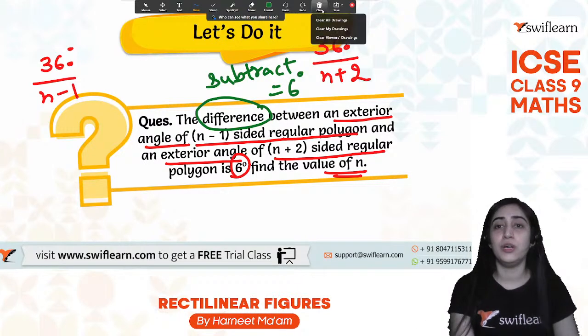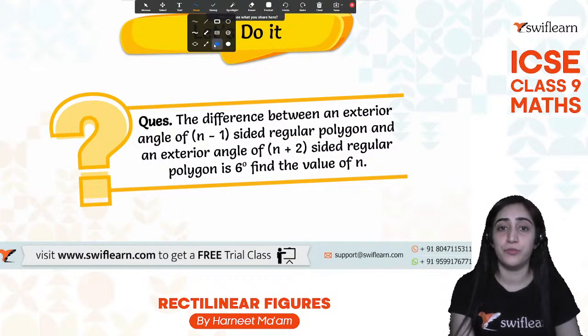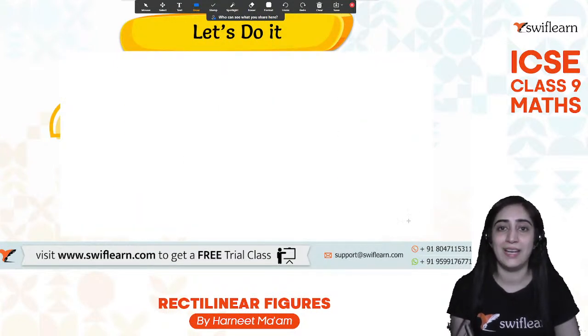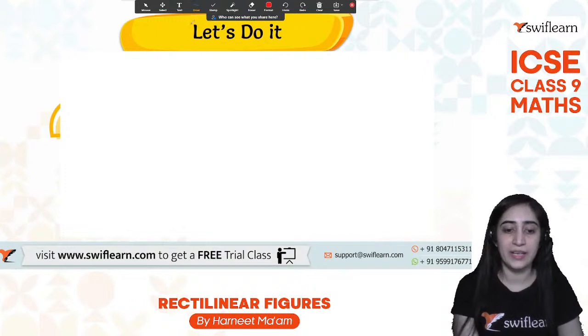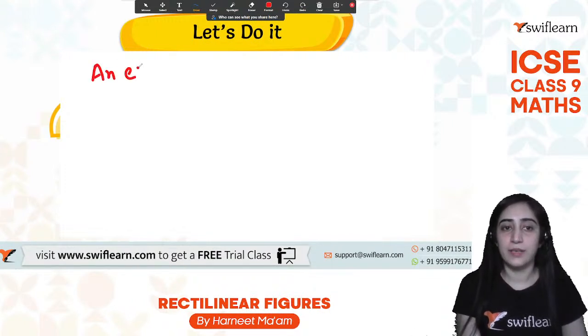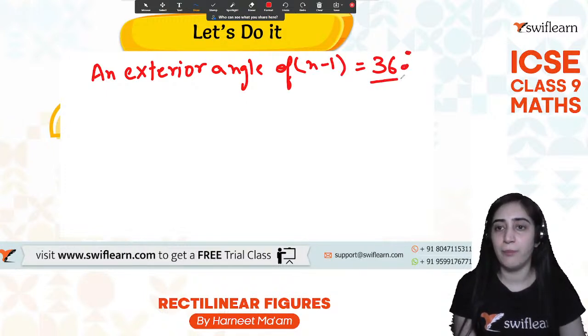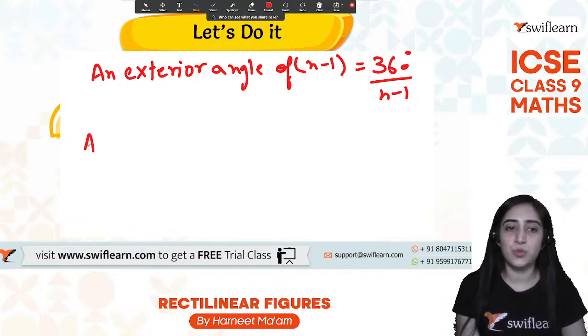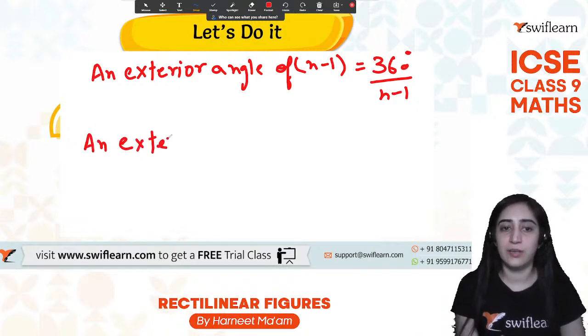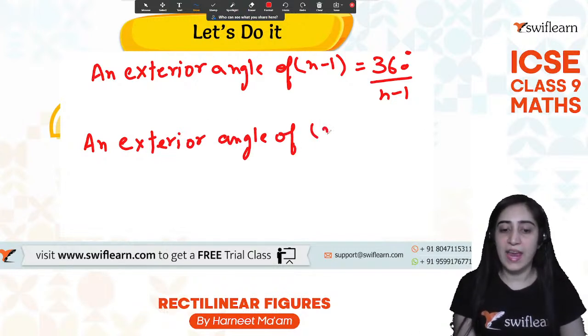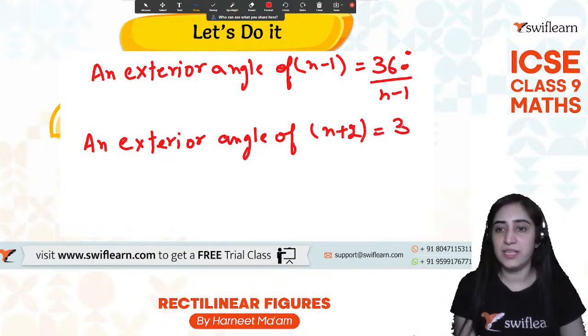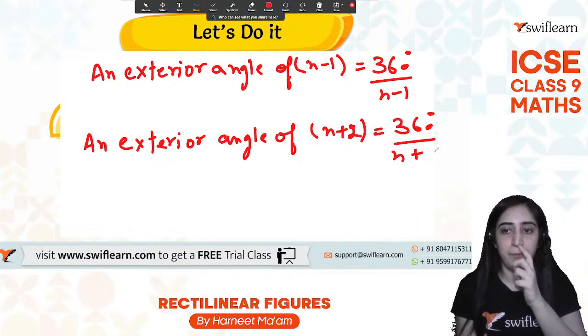So let's do the practical version and understand how we do the framing of this question. So here we come up with a whiteboard and let's solve it. All right. So we'll say the exterior angle of n minus 1 is 360 degree upon n minus 1. And the next one we had to find, the exterior angle of n plus 2 is 360 degree upon n plus 2.